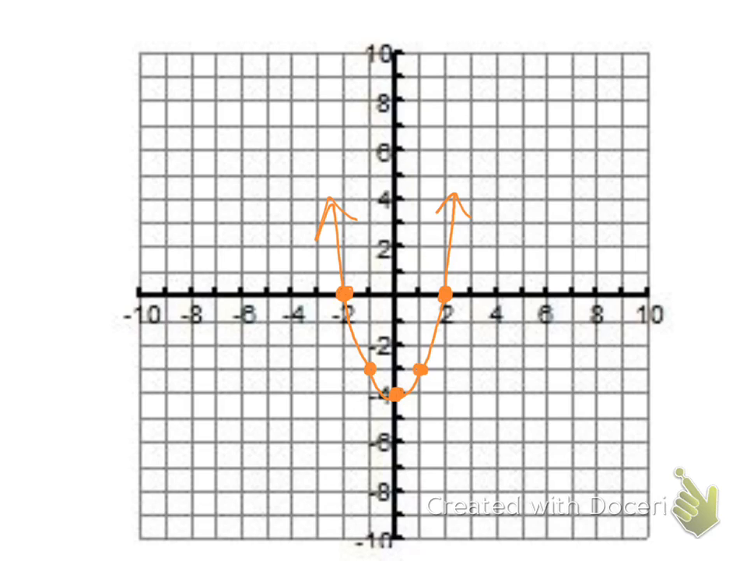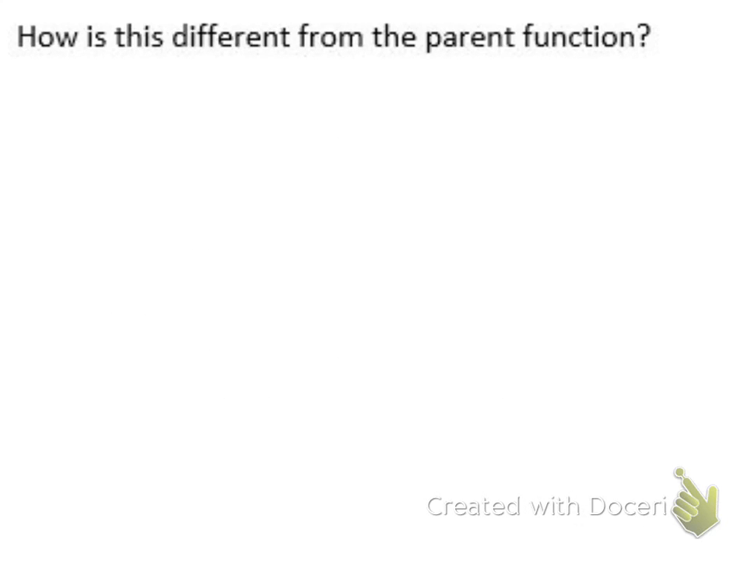Next, we want to ask ourselves, how is this different from the parent function? Remember, the parent function is f of x equals x squared. How does the graph that we just drew differ from the parent function? Either using your picture or your knowledge from yesterday, we can say that this graph is down 4 units because our k value is negative 4.